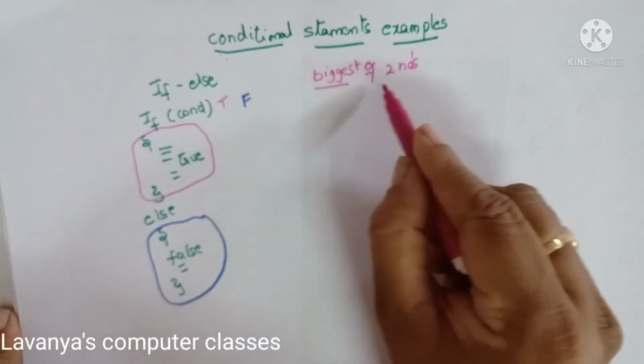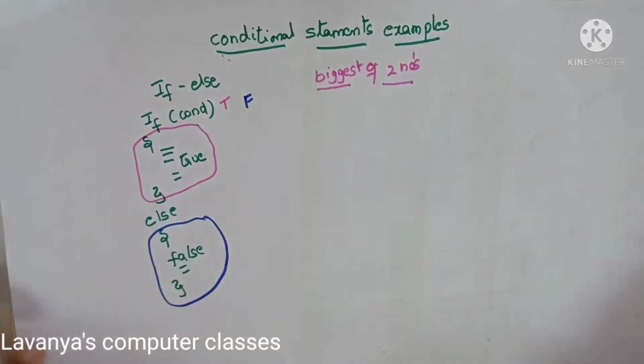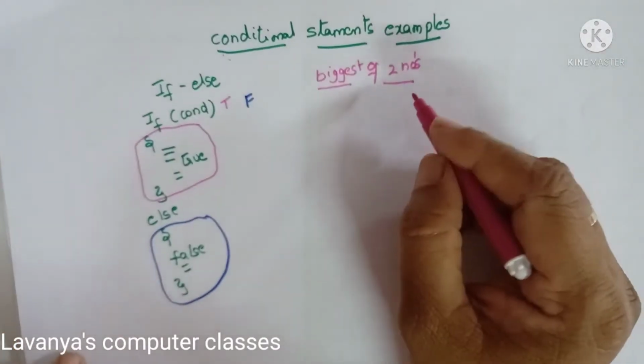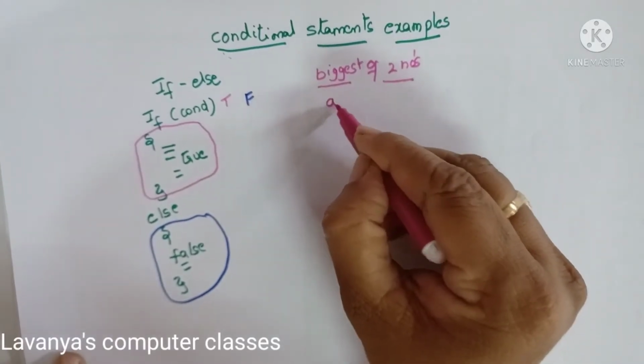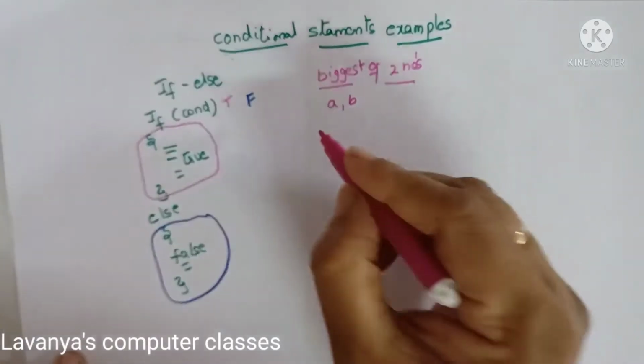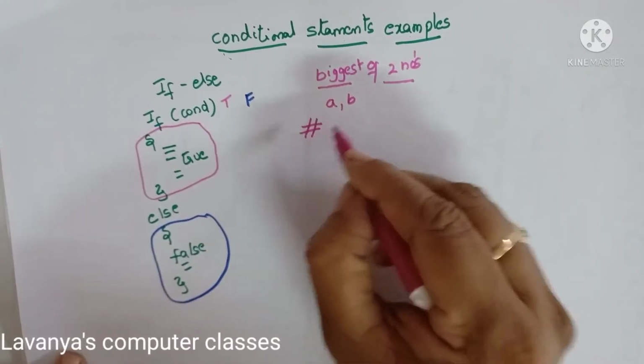Biggest of two numbers. First read the problem carefully. Biggest of two numbers means we need two numbers. Those are A and B. A comma B are two numbers. So now I start writing the program.